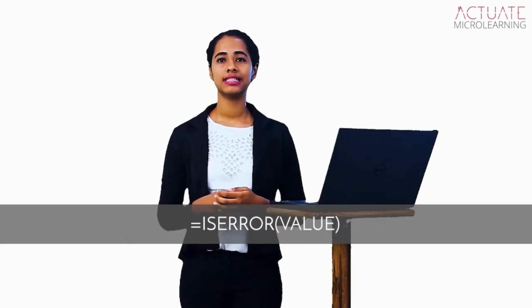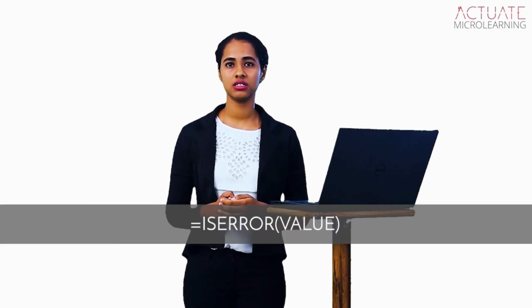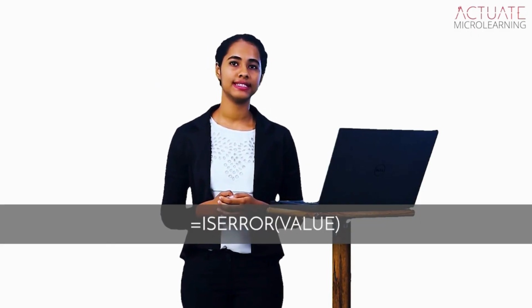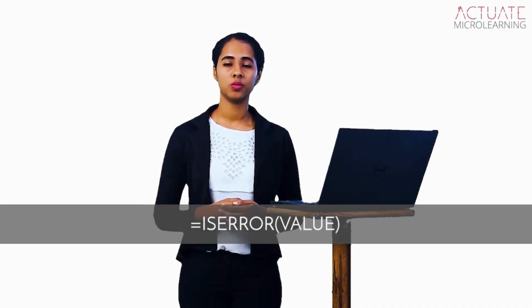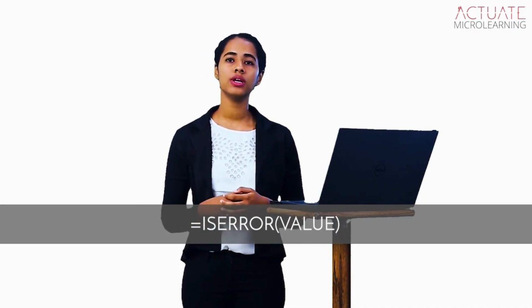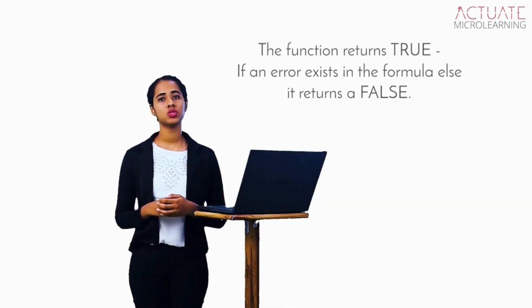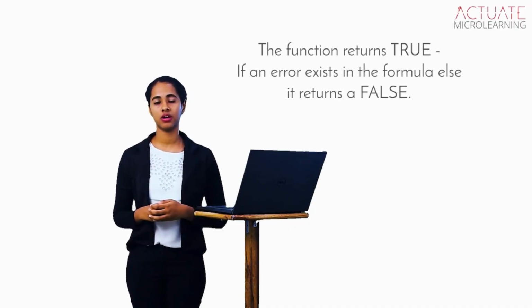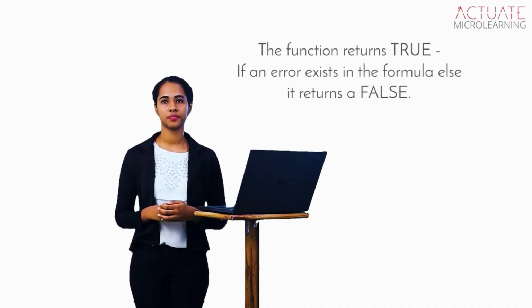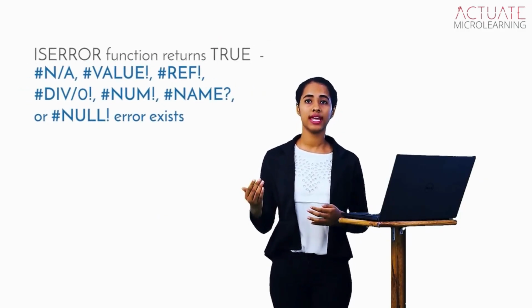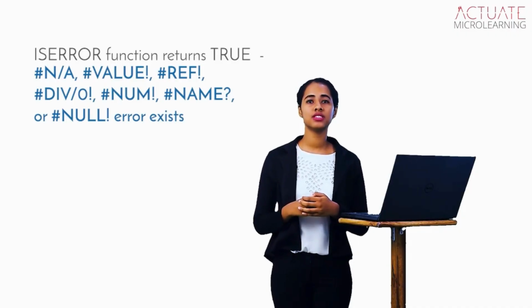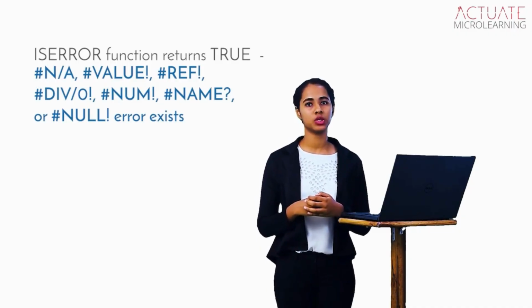The syntax for the ISERROR function is =ISERROR(value), where this value can be any formula or the reference to the cell holding the formula. The ISERROR function returns a Boolean value, which can be either true or false. The function returns true if an error exists in the formula, else it returns false. Points to remember are, the ISERROR function returns true if the following errors exist. Let's implement this function with the help of a VLOOKUP function.